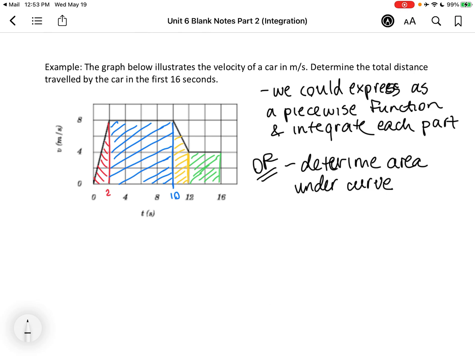Okay, so the triangle, the area is 1/2 base times height, which is 1/2. The base here is 2, and the height is 8. And 1/2 times 2 is 1, of course, times 8 is 8. Okay, so that's one thing that we're going to have to add.